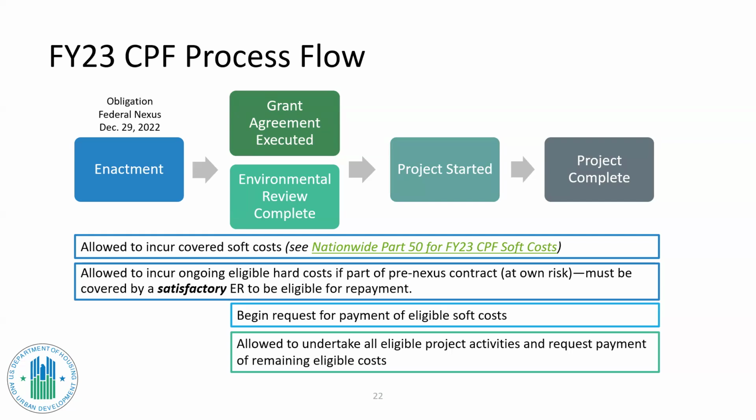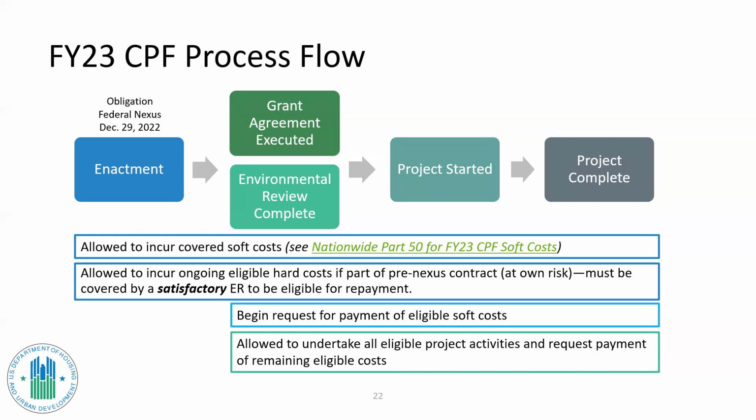is that grantees are allowed to incur covered soft costs from the date of enactment, December 29, 2022, but these must be soft costs that are covered by HUD's Part 50 nationwide environmental review for CPF soft costs. If you have soft costs that are covered by that, then those can be incurred at the time after that December 29 date.